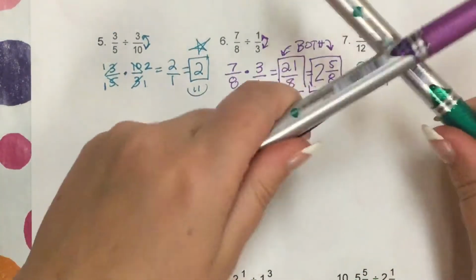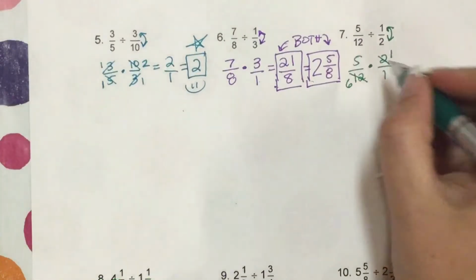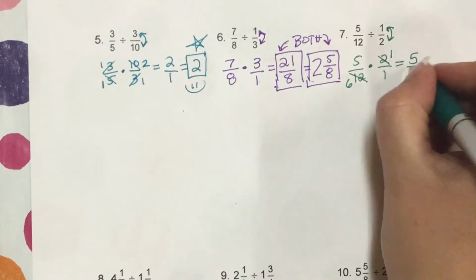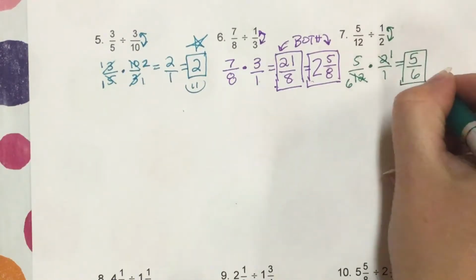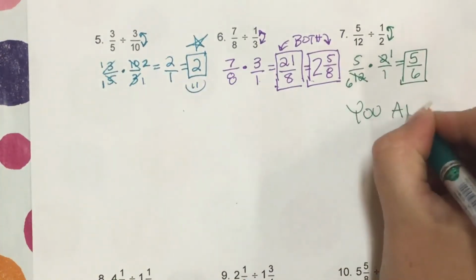So now that we have cross-canceled, it is time to multiply across. Let's do it. 5 times 1 is 5. 6 times 1 is 6. So boom, there's our answer. 5 over 6. If you got that right, you are amazing.